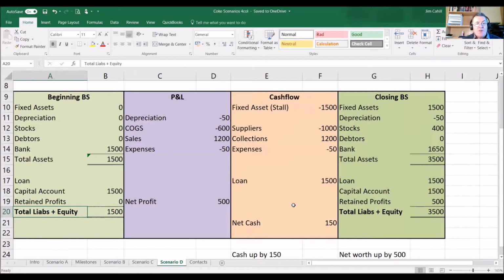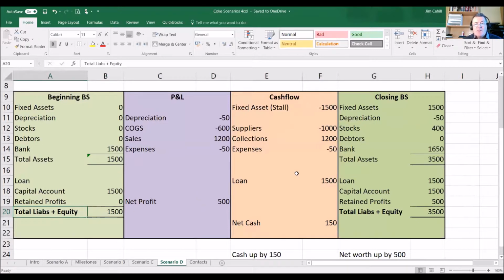So the key point to make is the balance sheet is like a photograph at a point in time. What did he have? What did the business have? What did the business owe? And then at the end, what did the business have? What did the business owe? The difference between the two of those is measured by the profit and loss. The profit and loss relates to a period in time. It can be a month, a week, but it's not like a photograph. It summarizes transactions over a period of time.